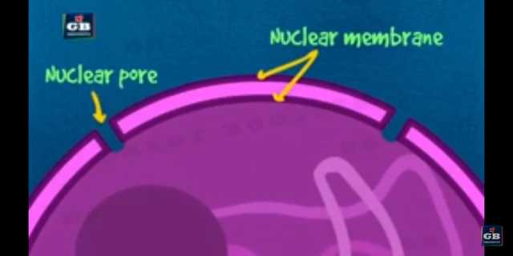Nucleus. Now let us look at the structure of nucleus. The nucleus is covered by a nuclear membrane. This nuclear membrane has two layers. The nuclear membrane also has pores. Materials enter and exit the nucleus through these pores.